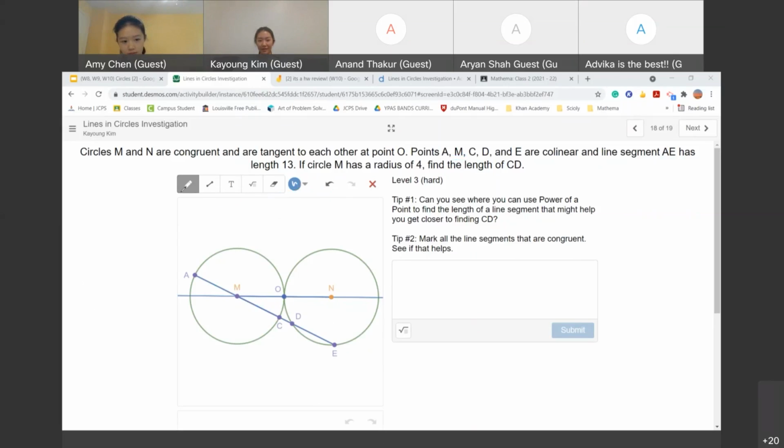AM equals OM equals MC equals ON. Good job, Ian. That's very important. Like on your screen, you should just write a little number 4 next to all of those line segments because all of the ones that you just said have length 4 because they're radii of the circles which are congruent.